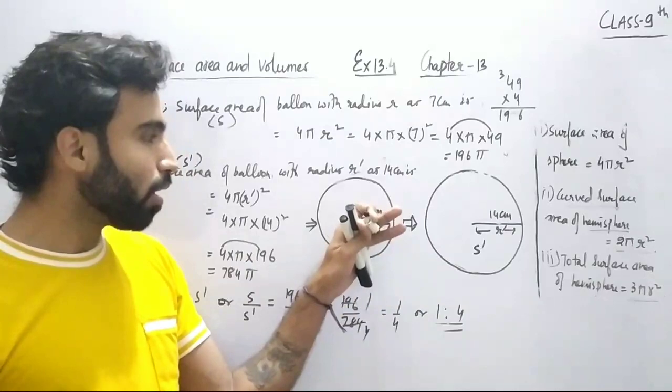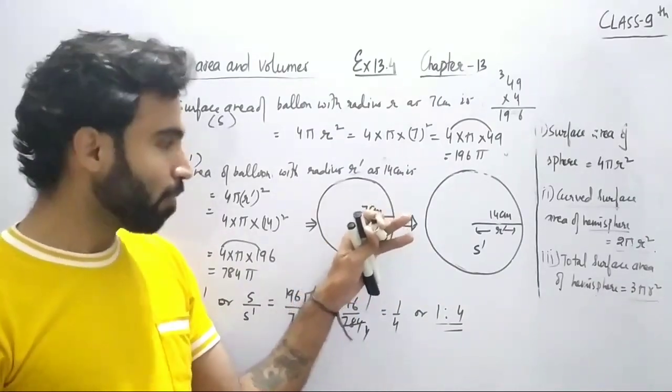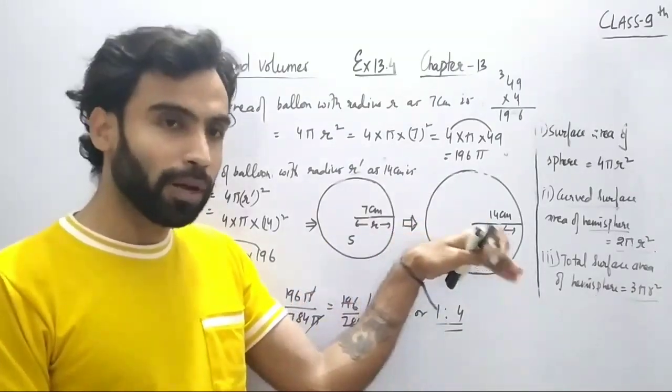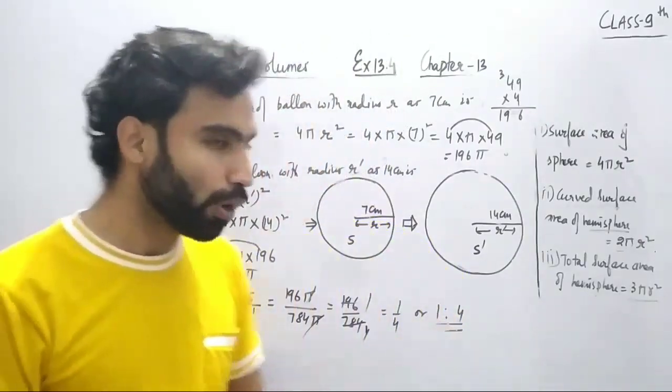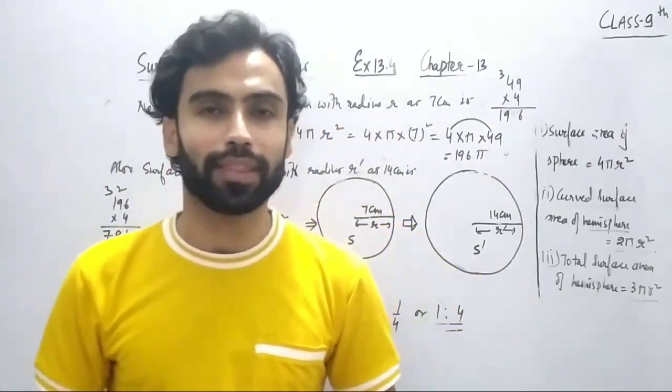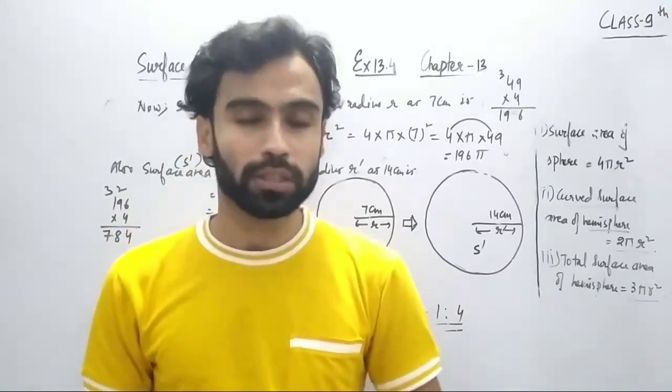So when the air is not being pumped up and when the air is being pumped up, उनके बीच का जो रेशो आया surface area का, that is 1:4, and that is what you have to calculate in this question. So that was all in this question here.